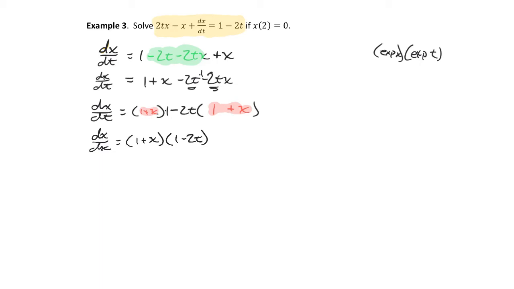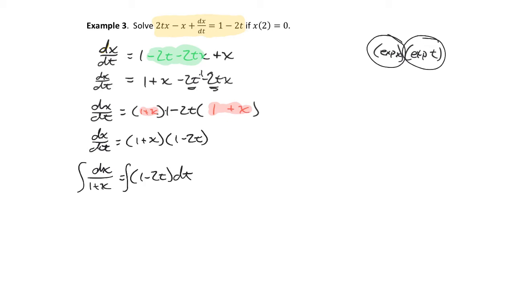And now I have what I needed. I needed some expression in x multiplied by some expression in t. Oops, and I wrote that thing wrong here. That should say dt. And so I'm going to multiply both sides by dt and divide by 1 plus x. dx over 1 plus x equals 1 minus 2t dt. And we're ready to integrate.